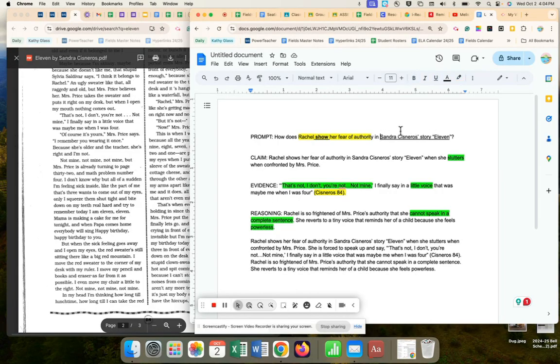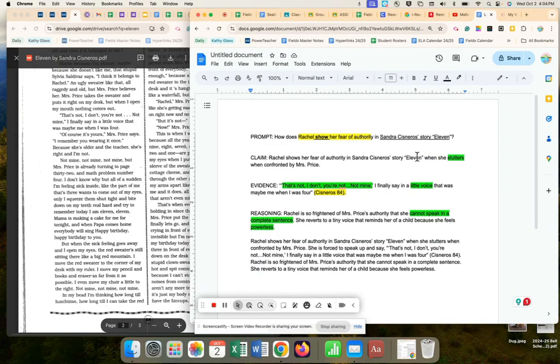All right. And then you're just turning this prompt into a statement. Don't overthink it. Don't try to be cute with this. Just try to get it done so that you can build from there, right? So in this case, we literally took this prompt and turned it into a statement and added our reasoning. So we made it into a statement and we answered the question: how does she show? She shows when she stutters. Okay. Then our evidence, it matches.